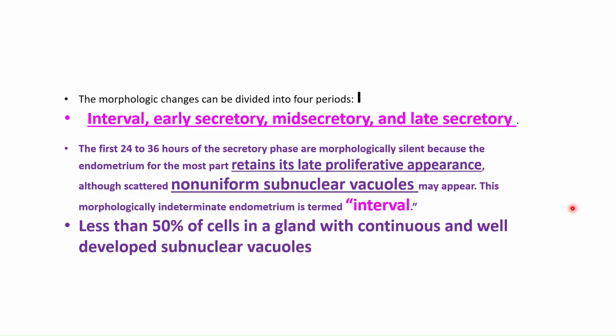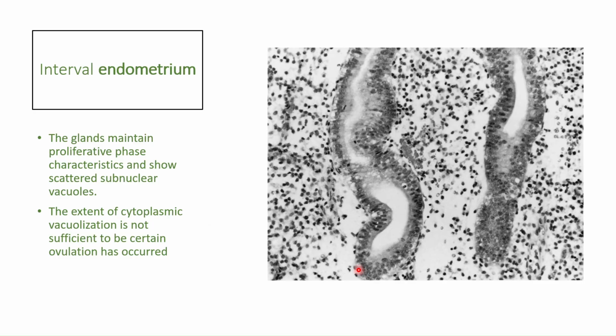Now, interval phase is included in secretory phase. So, it is divided into 4 periods: interval, early secretory, mid and late secretory. First 24 to 36 hours of the secretory phase are morphologically silent and retains its late proliferative appearance as well as scattered non-uniform subnuclear vacuoles. So this is called interval phase, where you find less than 50% of the cells in a gland with continuous and well-developed subnuclear vacuoles along with some stratification.